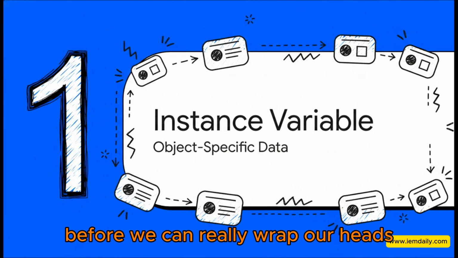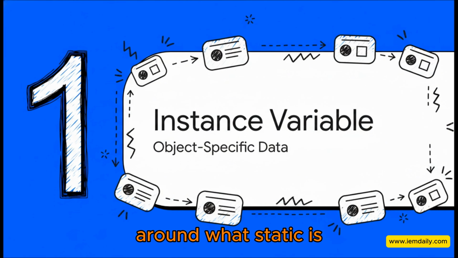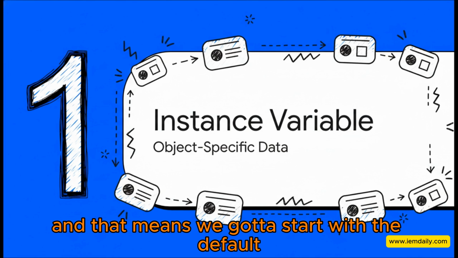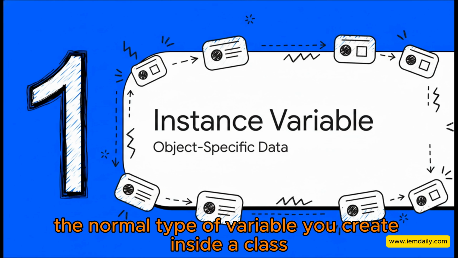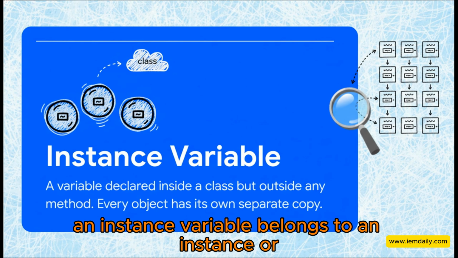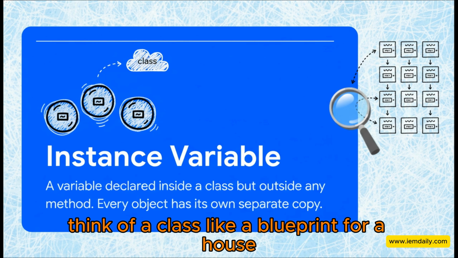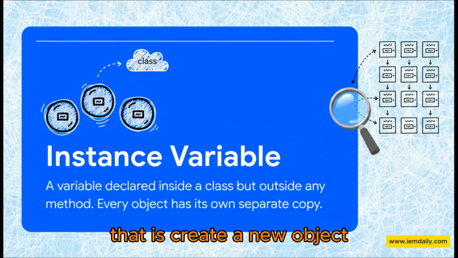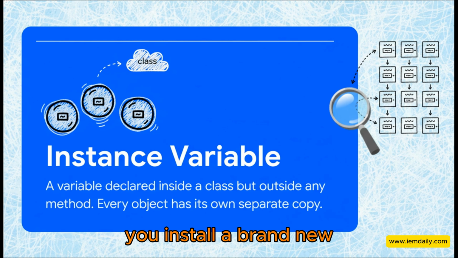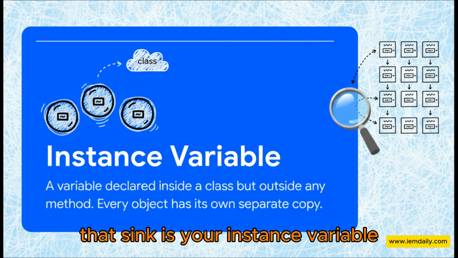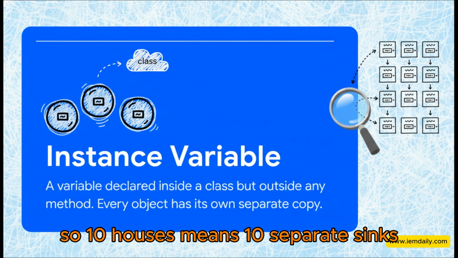Okay, so before we can really wrap our heads around what static is, we need to be absolutely crystal clear on what it isn't. And that means we got to start with the default, the normal type of variable you create inside a class, the instance variable. So here's the most crucial point. An instance variable belongs to an instance, or an object. Think of a class like a blueprint for a house. Every single time you build a new house, that is, create a new object, you install a brand new, completely separate kitchen sink. That sink is your instance variable. So 10 houses means 10 separate sinks.